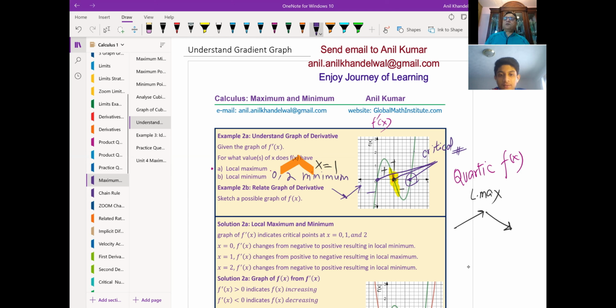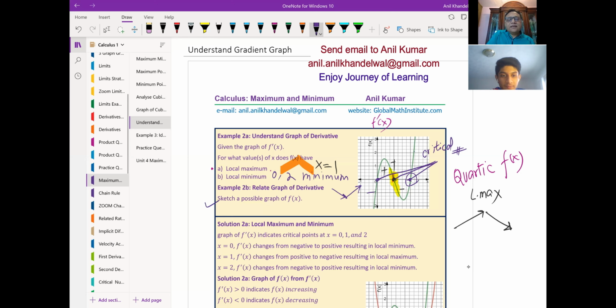Is this the concept? So you have to basically analyze the sign of the derivative. This is not a function given to you, right? So these two things are very correct.